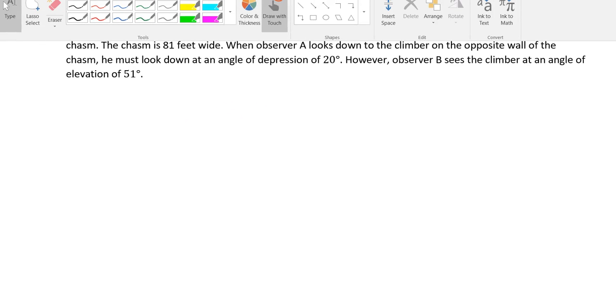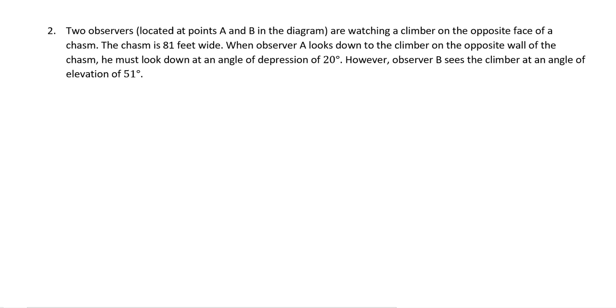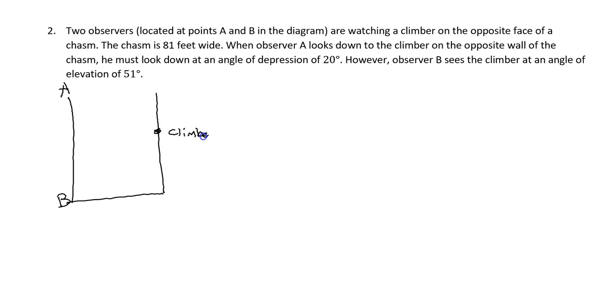So 2 observers, located at points A and B in the diagram, which is confusing, are watching a climber on the opposite face of a chasm. So basically, you have this chasm, like 2 cliffs facing each other. You're going to have person A on top, and person B on bottom. And they're watching someone on the opposite side, over here, climb. So this is my climber. Person A is looking down, person B is looking up. And our chasm is 81 feet wide.